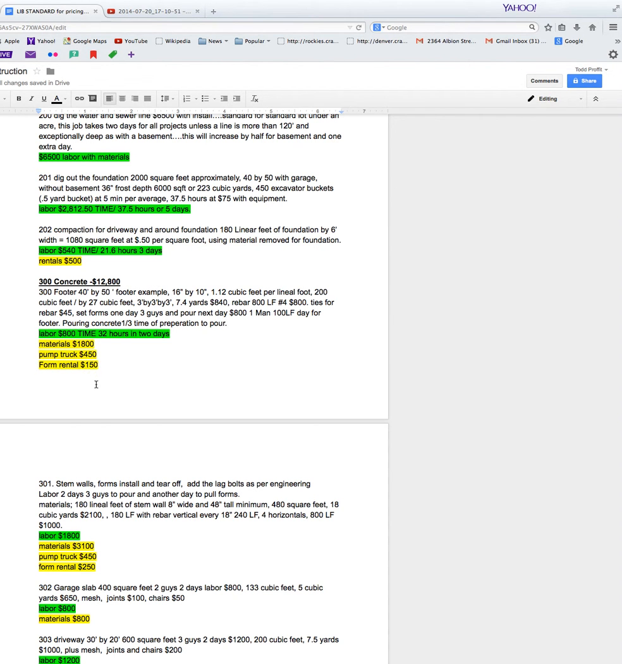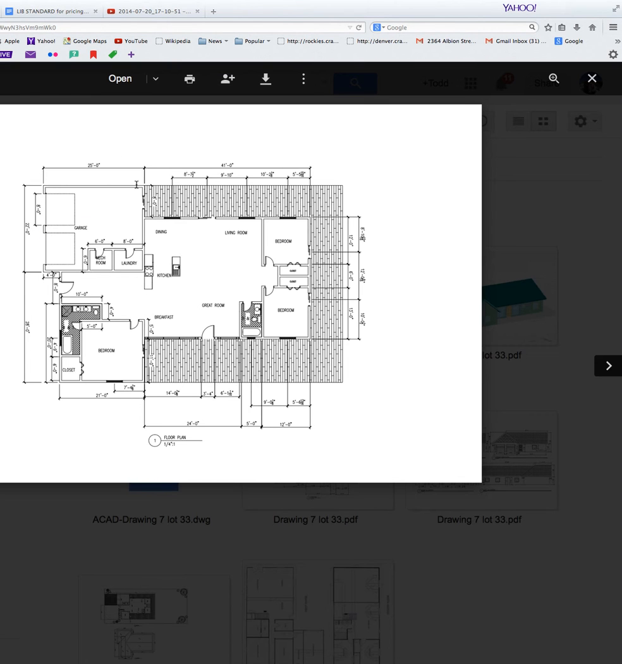You can rent the forms to do the footers. Okay, so that's that. Now, the next is stem walls. So stem walls go up. They're your vertical walls. And let's see if we have a sample.